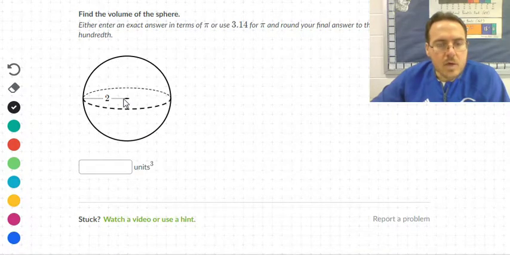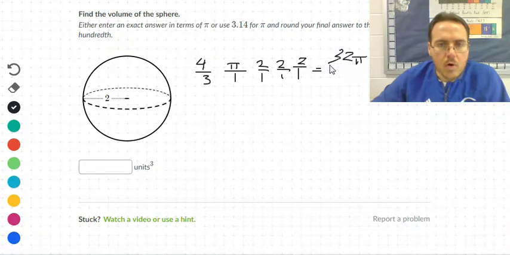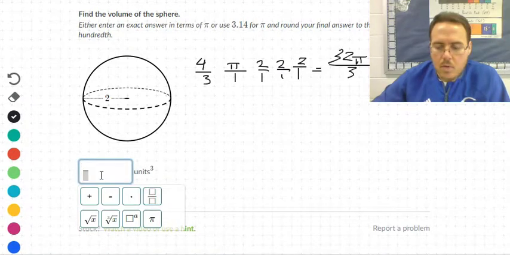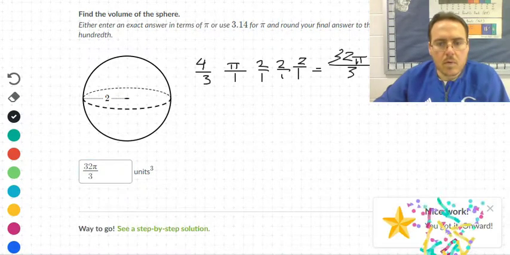This one gives us the radius of 2. So that'd be 4/3 times pi over 1 times 2 over 1 times 2 over 1 times 2 over 1. So 4 times 2 times 2 times 2 is 32 pi over 3. Let's see if it takes that. 32 pi over 3. We'll take that. Cool.